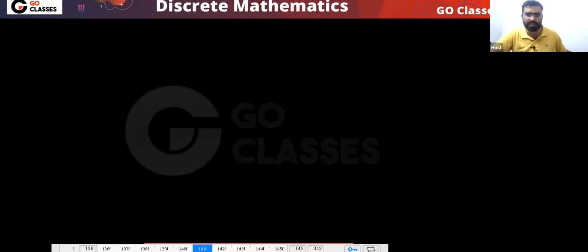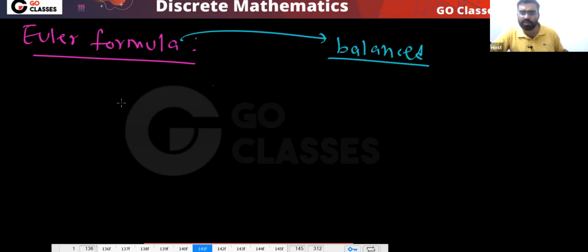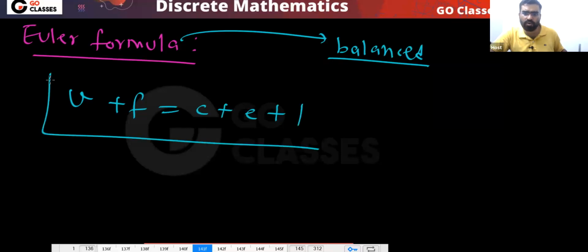So these are very simple points. You can notice the idea is very simple, that this is your Euler formula. Euler formula is very balanced. How is it balanced? This is your Euler formula: V plus F is equal to C plus E plus 1. This is balanced. Why is this balanced?